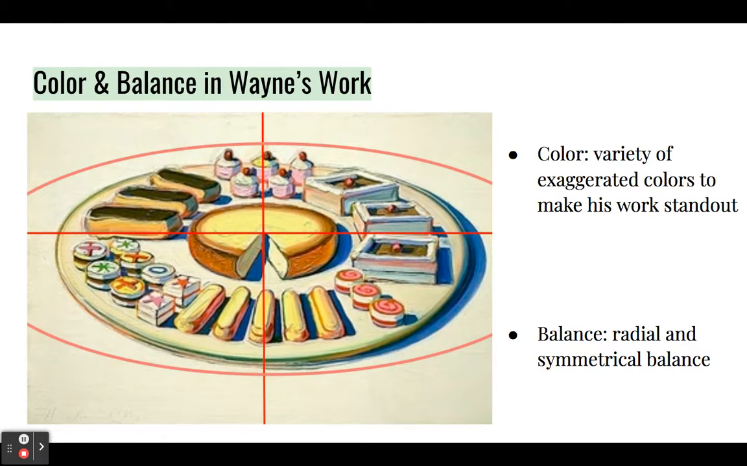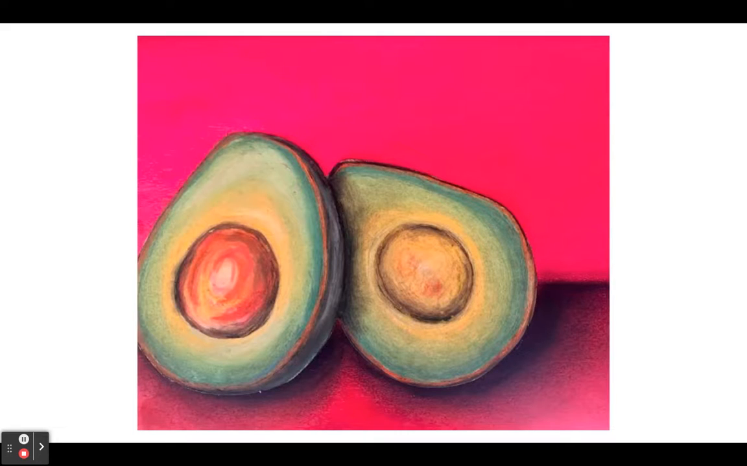As you can see, there is radial and symmetrical balance. So we're going to be thinking about this because we want to create something similar to Wayne's work that has both color and balance in it. What we're going to be doing is studying a piece of food. As you can see here, I have studied an avocado. And with that piece of food that you study, we are going to use oil or chalk pastels to create a beautiful work of art.